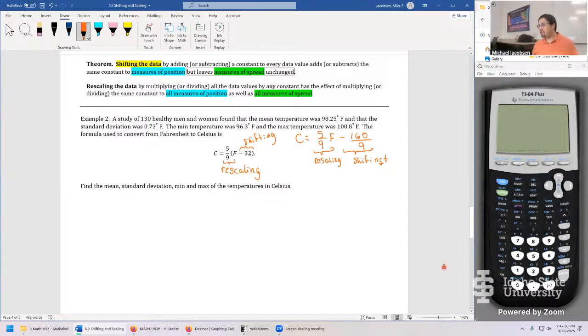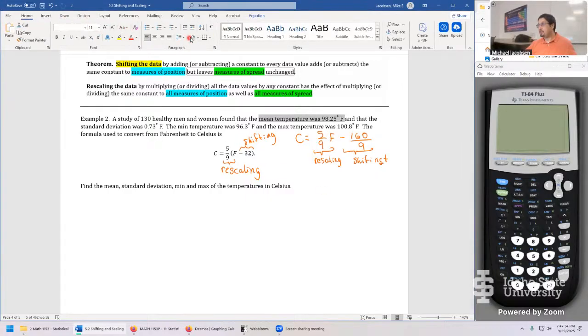It says, a study of 130 healthy men and women found that the mean temperature was 98.25 degrees. So right away, we want to think, is that a measurement of position or is that a measurement of spread? Any volunteers for which one this should be? Absolutely. The mean is going to measure position. Really, the better way to think about it is spread is the one with very few statistics, and the ones that are most likely to come up are interquartile range and standard deviation. So if you think of those as the ones for spread, everything else is position.